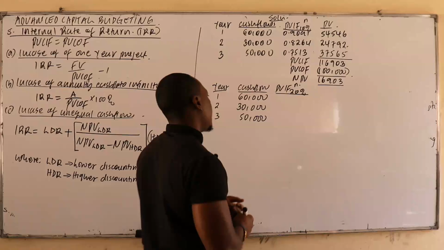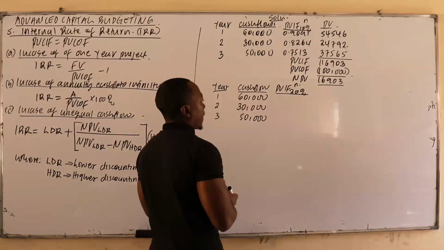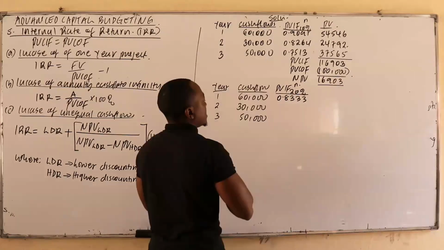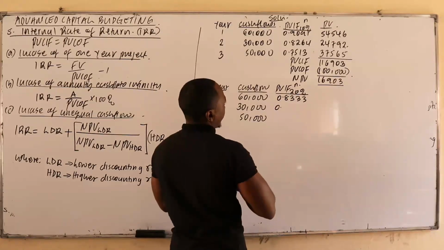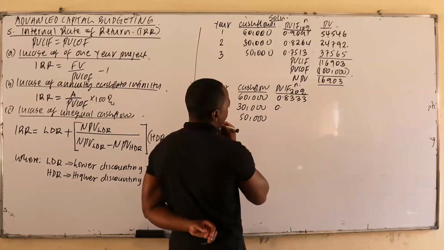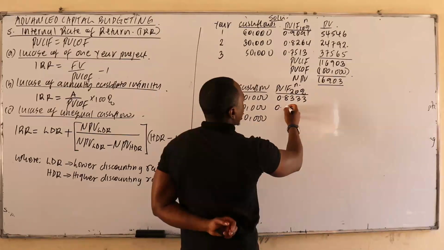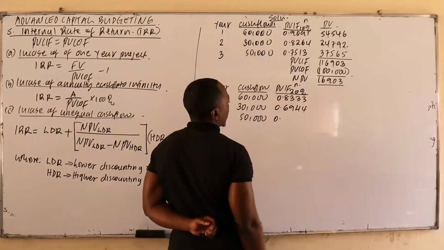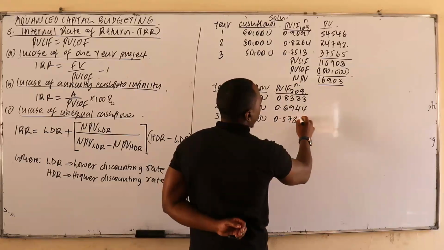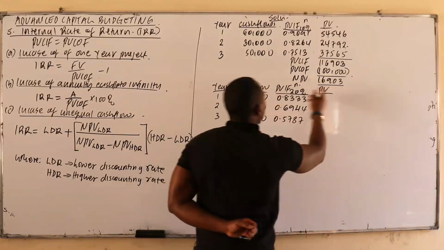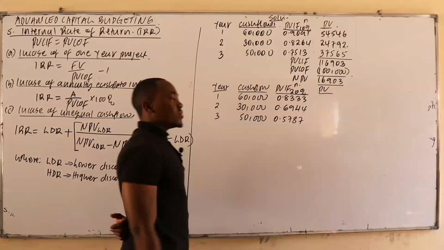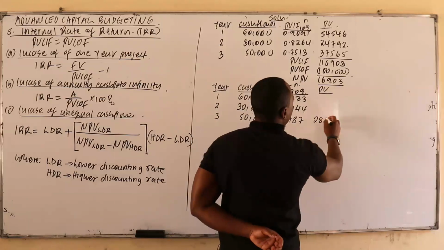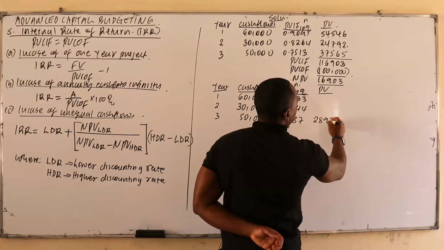20%, year 1. We're using the first table. 0.8333. The second one, 0.6944, and 0.5787. Now let's get the present value. You take the cash flow and multiply by the discounting factor. 28,930? 935. Kindly stop writing, I'll give you time to write.